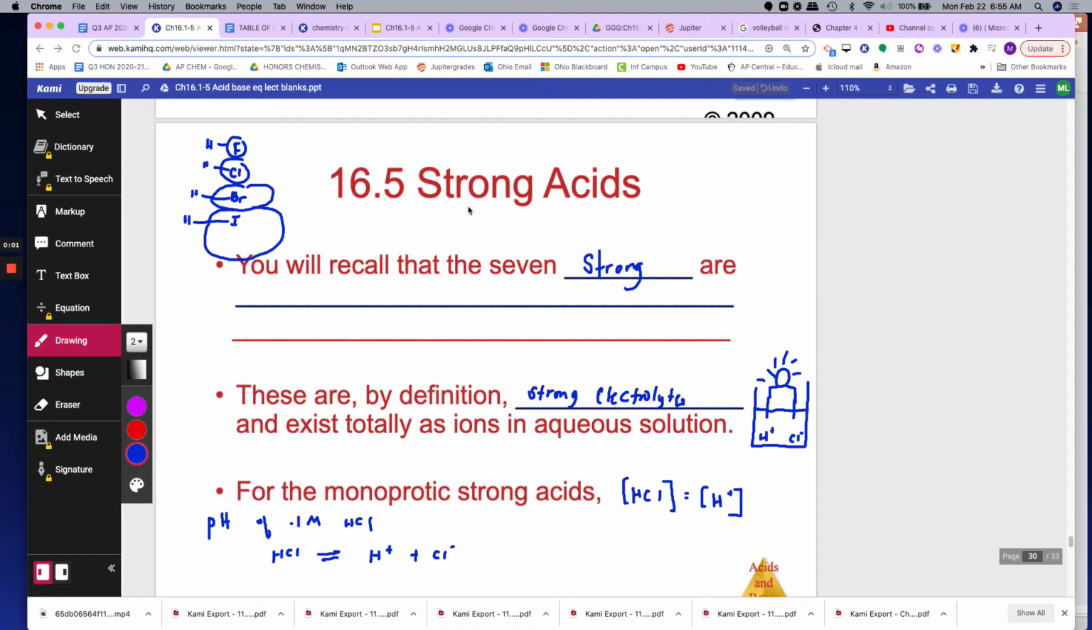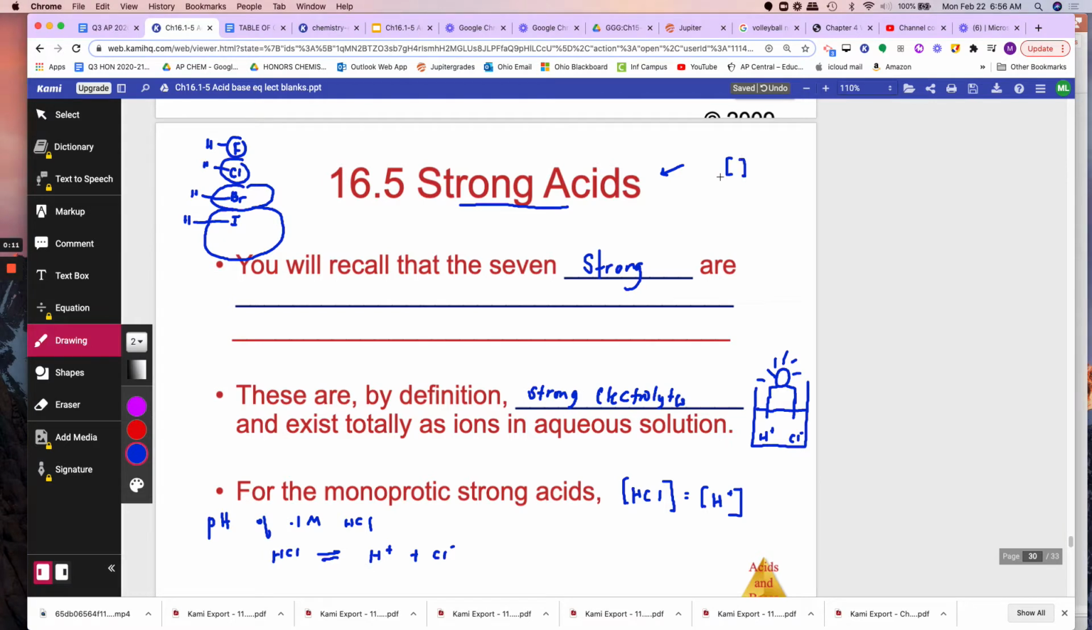In this video, we will be able to get the pH of strong acids. The pH of strong acids is very simple to get. Just get the molarity of the strong acid, take the negative log of it, and you will get the pH that way. Very simple. But you have to know first which are the strong acids, and you have to memorize the 7 strong acids.